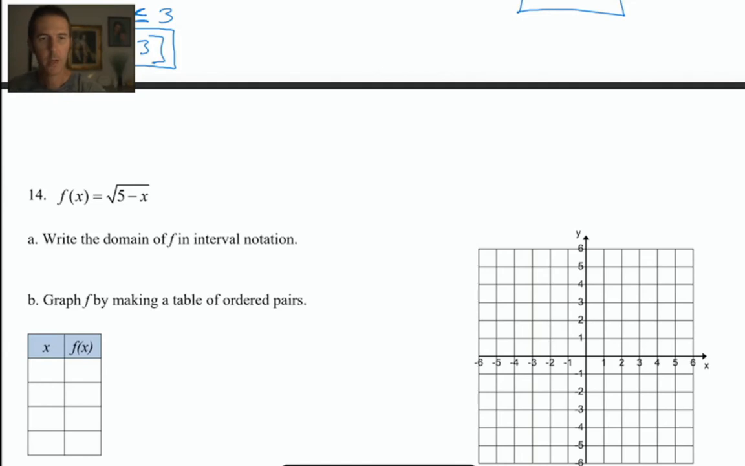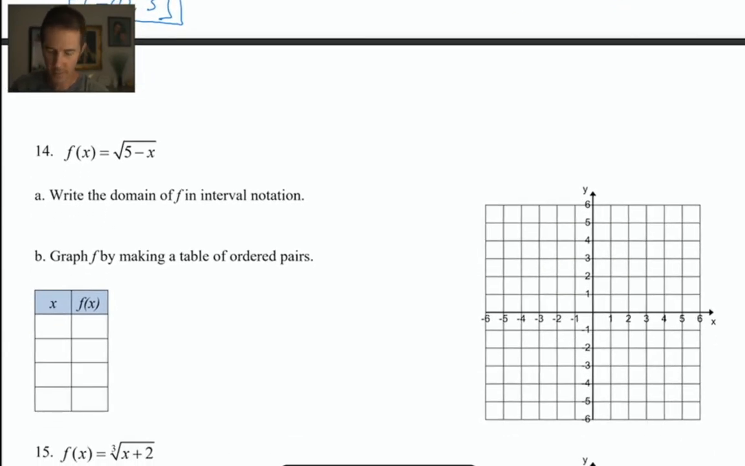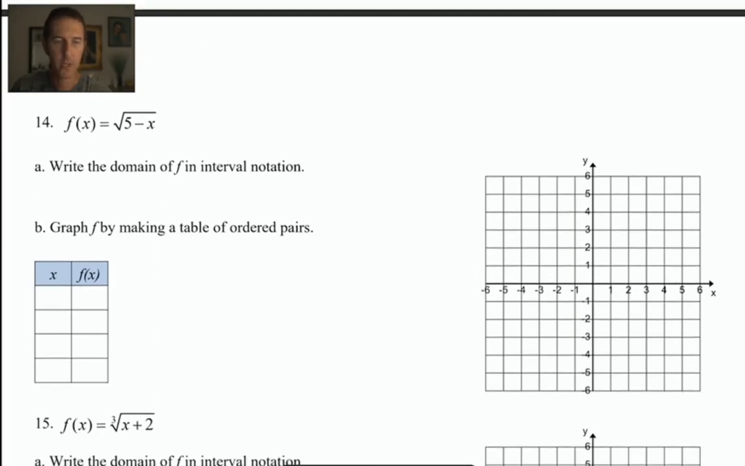All right. Write the domain of f in interval notation. So we're still talking about domain here. And we want to make sure that 5 minus x is greater than or equal to 0. I'm going to do this differently this time. I'm going to subtract 5 from both sides so that this says negative x is greater than or equal to negative 5. And then I'm going to multiply both sides by negative 1.